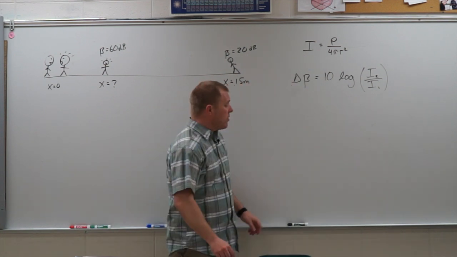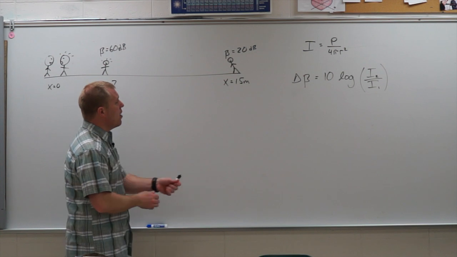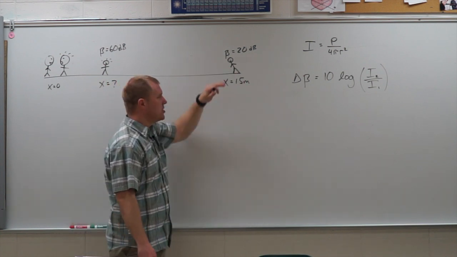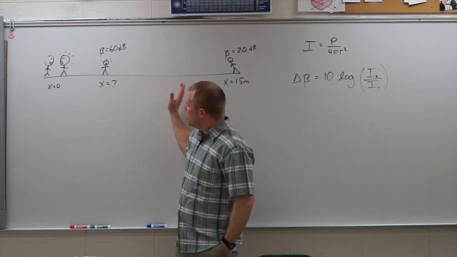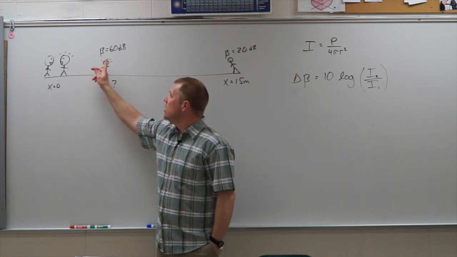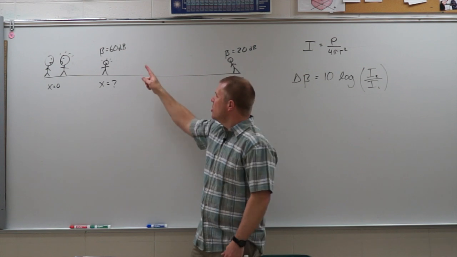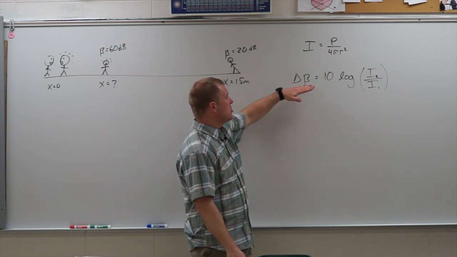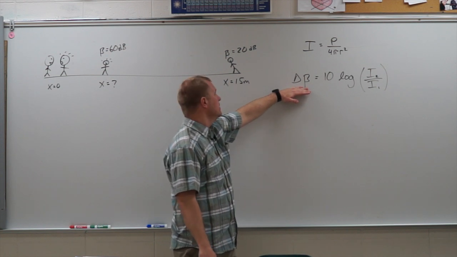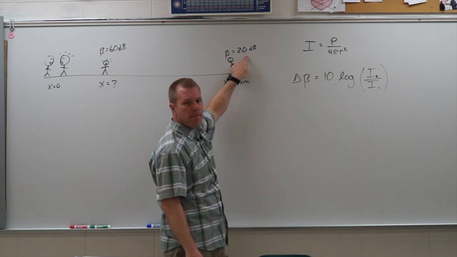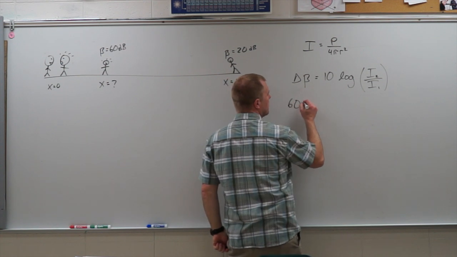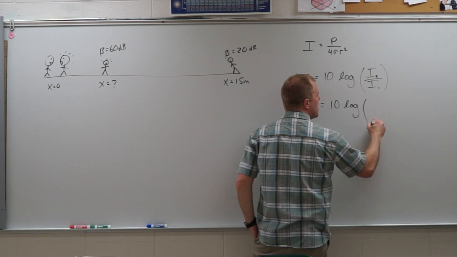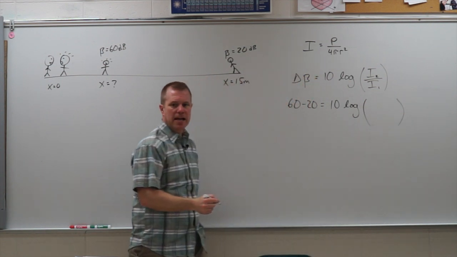So we are going to start with this idea that you are at 15 meters away and it's 20 decibels, that juicy conversation you want to eavesdrop in on. You want to know how close you have to be in order for it to be 60 decibels. So now I'm comparing 2 decibel levels, 2 sound intensity levels. So I'm going to go ahead and use my delta beta. So I have 60 minus 20 equals 10 log of the higher intensity over the lower intensity.